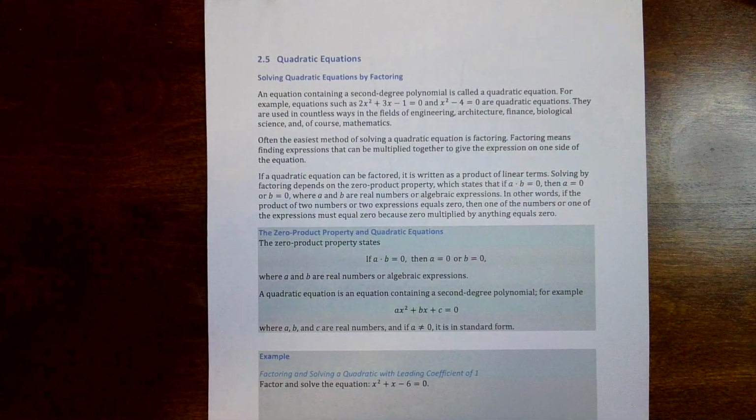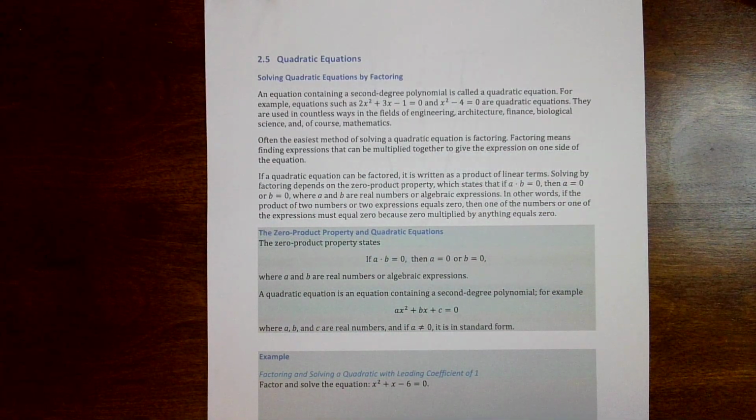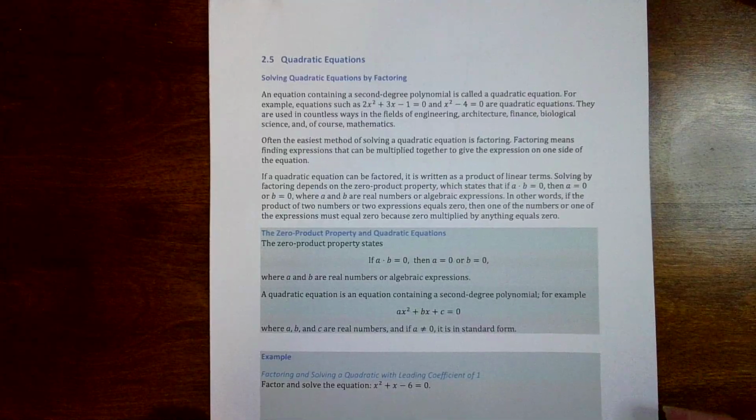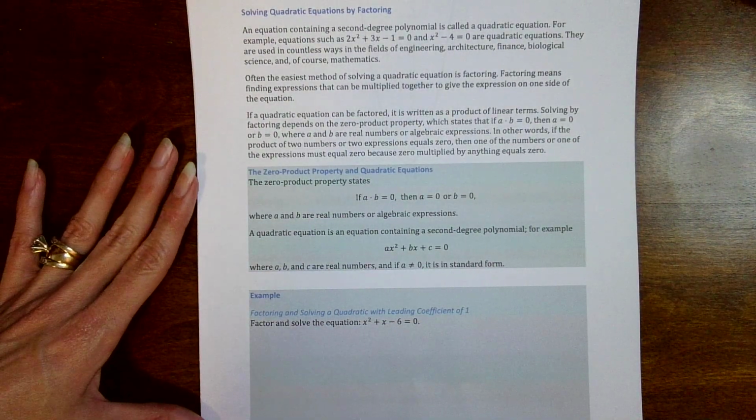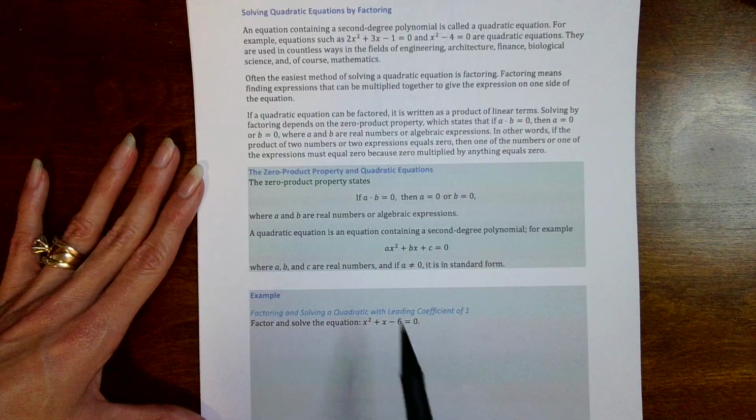Alright, quadratic equations. We're going to solve them by factoring. A quadratic equation is a polynomial whose degree is 2. So let's talk about the zero product property and the quadratic equations.